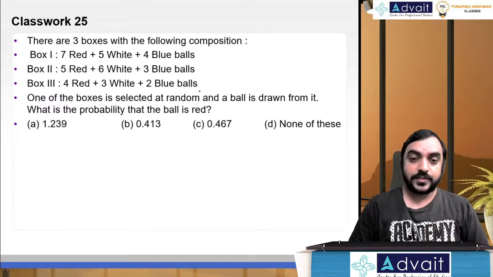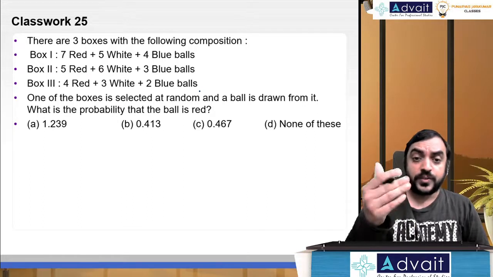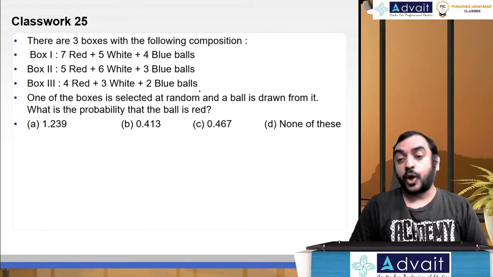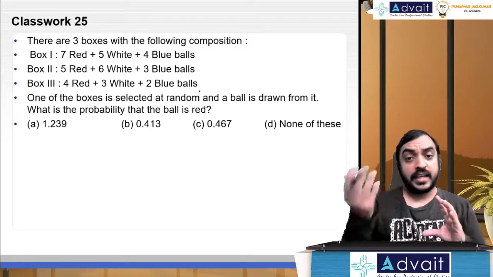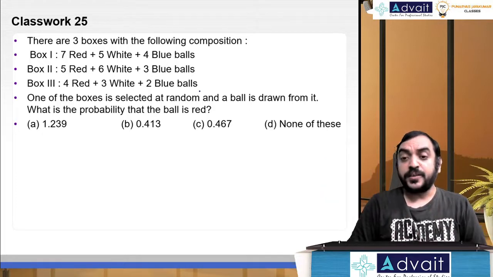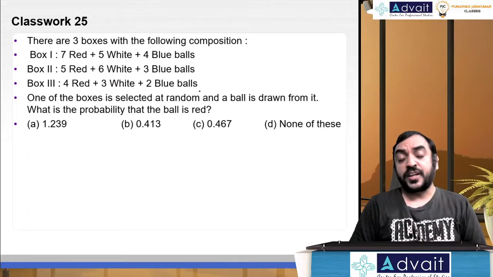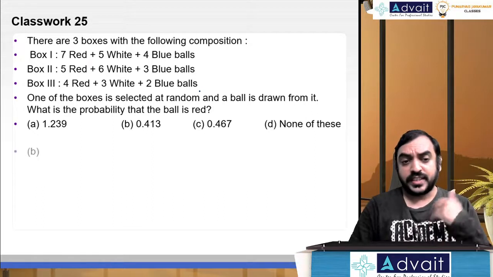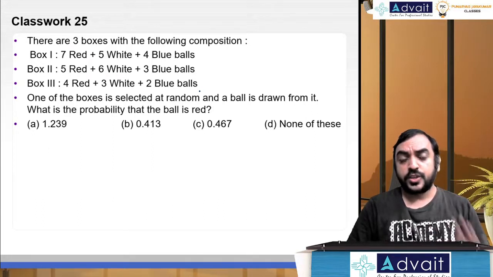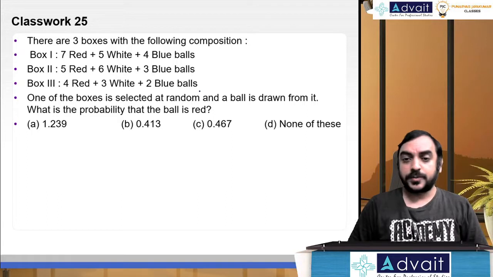the ball is red? Now please tell me from which box you are selecting the red ball. You may select from the first box, and in that case probability of red selection is different. You may select the second box, the probability of selection is different. Or you may select the third box and probability of selection is different. So how are you going to write it? You use the conditional probability, but not the formula, just the concept.